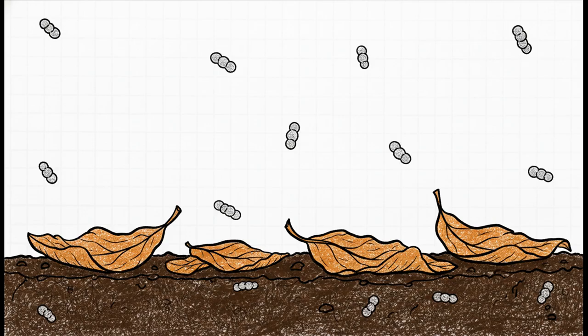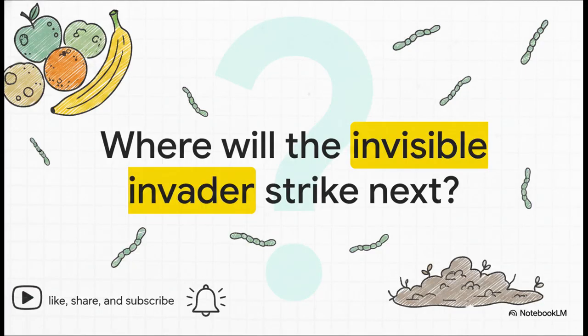Which leaves us with one final, pretty provocative question. Where will this invisible invader strike next? I mean, it could be the fruit sitting in your kitchen right now, or the soil out in your garden.